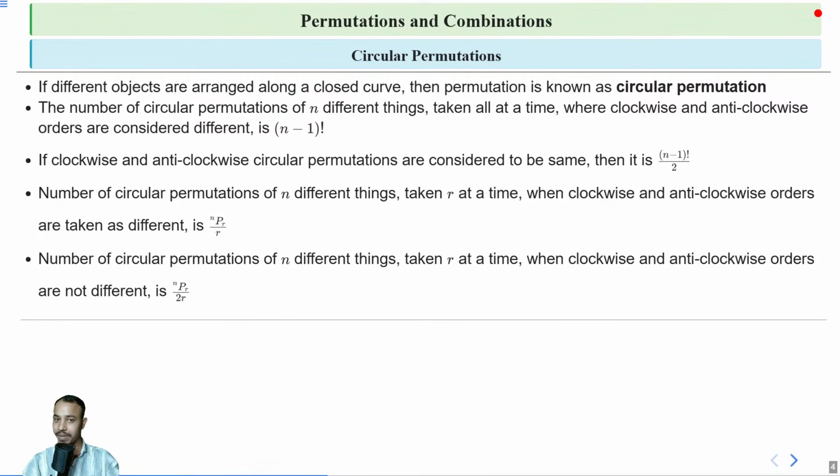Okay, and then we divide by r. But in this case, each arrangement has a mirror image. And you know mirror images are identical, so we divide by 2. So the number of circular permutations of n different things taken r at a time, when clockwise and anti-clockwise orders are not different, is nPr divided by 2r.